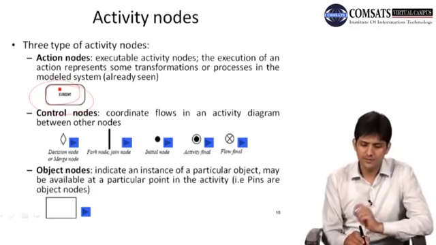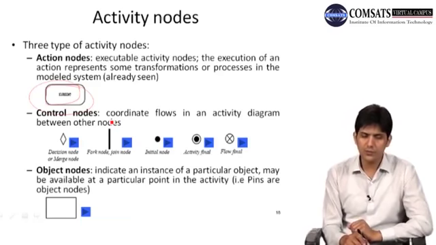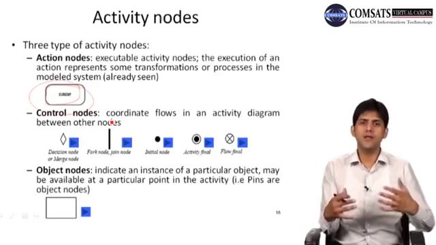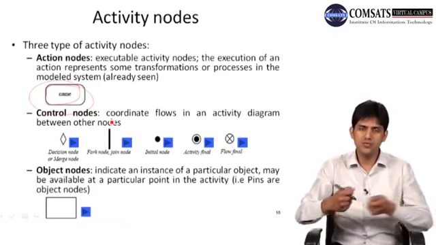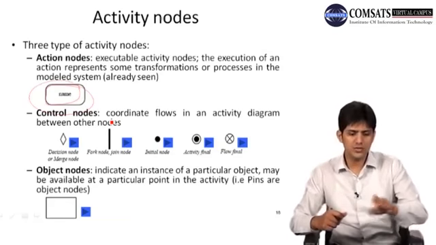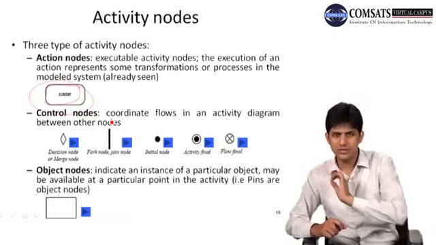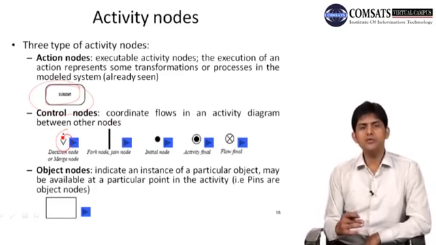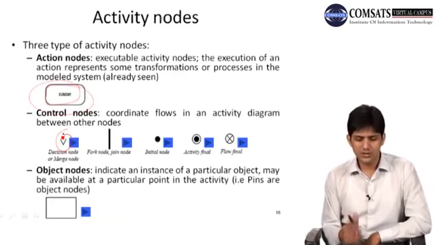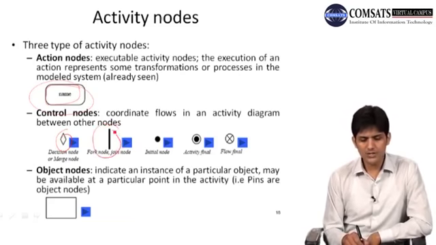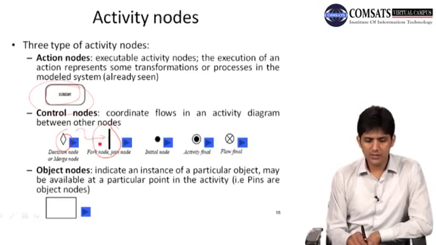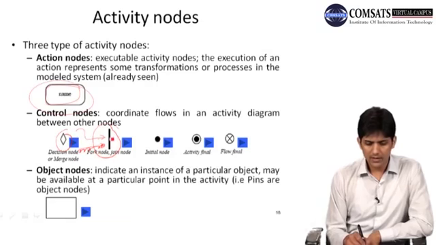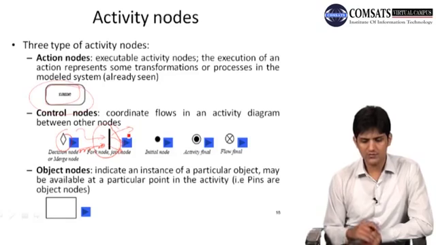Then we have these control nodes. Okay, and there are different kinds of control nodes. What do these control nodes do? They basically coordinate the flow of information to certain action nodes and from certain action nodes. Okay, so these diamond boxes, I already told you, we call them the decision nodes or the merge nodes. Then we have these fork nodes. What they do is basically, if there is one input coming in and you need to pass it to multiple, then we can use these fork nodes.